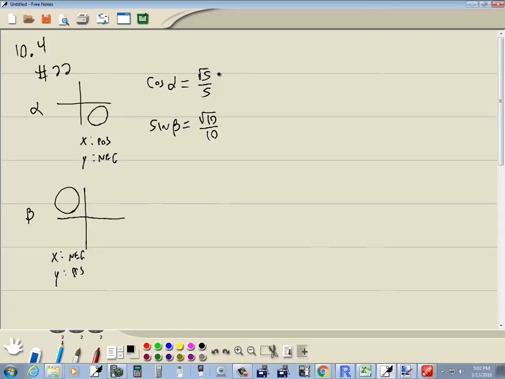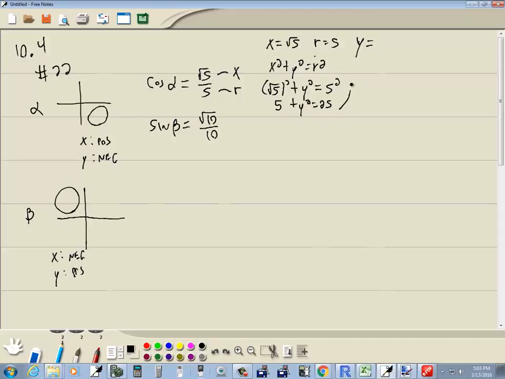Remember, cosine is equal to x over r. We need to find the y values here. So we got x is equal to the square root of 5, and r is equal to 5. And we'll use x squared plus y squared is equal to r squared. So we're going to have square root of 5 squared plus y squared is equal to 5 squared. Square root of 5 to the second power gives us 5 plus y squared is equal to 25. And then I got y squared is equal to 20.